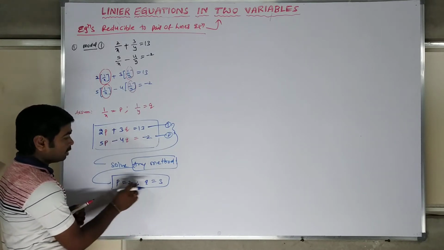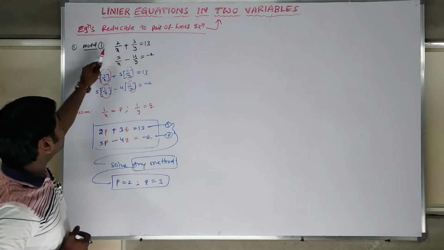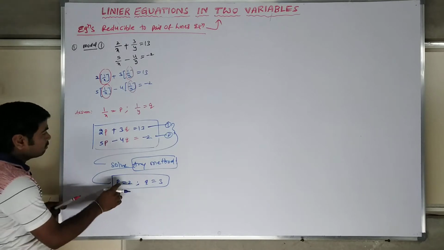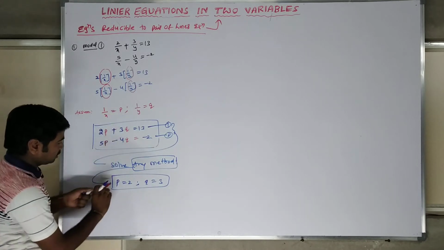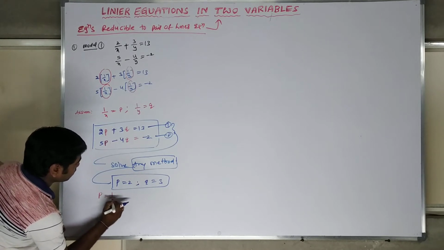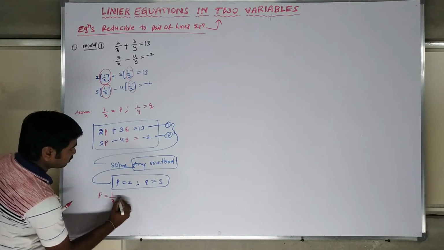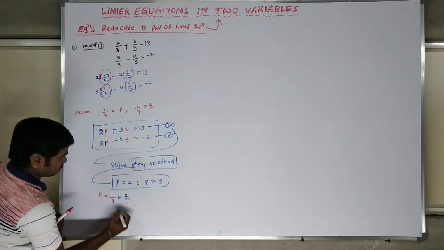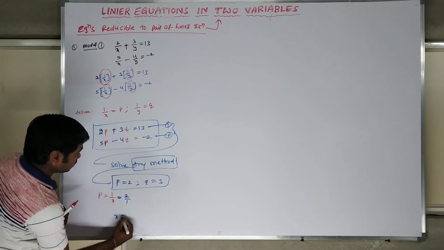But P and Q are not our required values. What I want are the x and y values. As we know, P is equal to 1 by x. So 1 by x is equal to 2, which is your value. Cross multiplying, you can do it, so x is equal to 1 by 2.